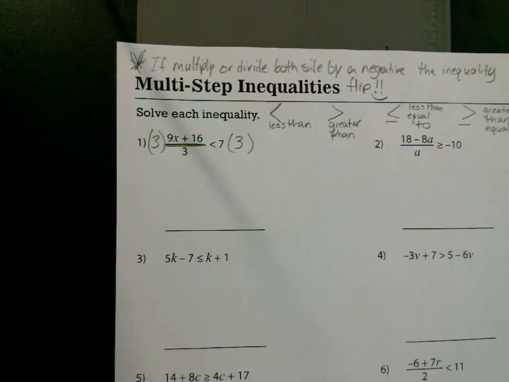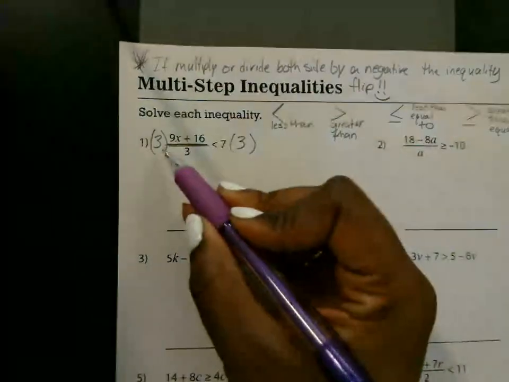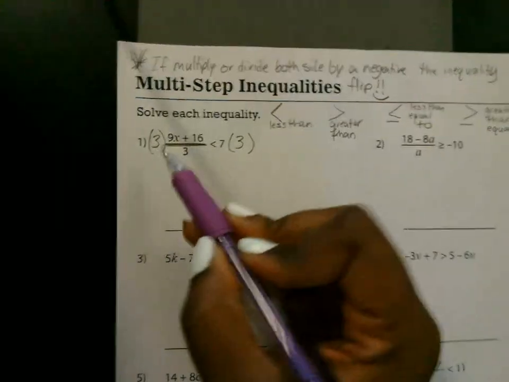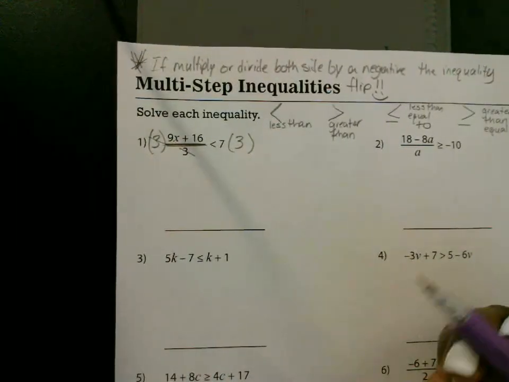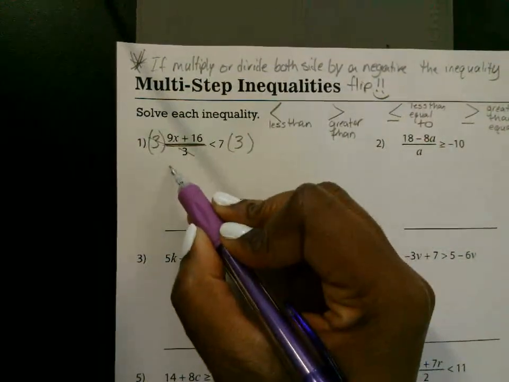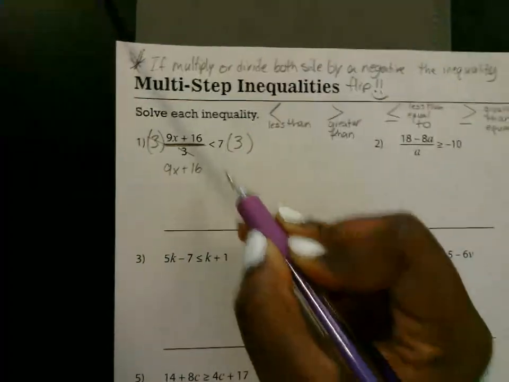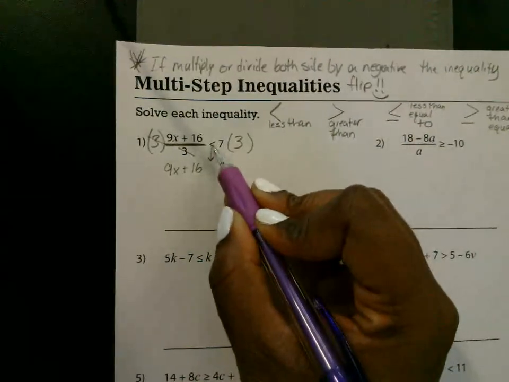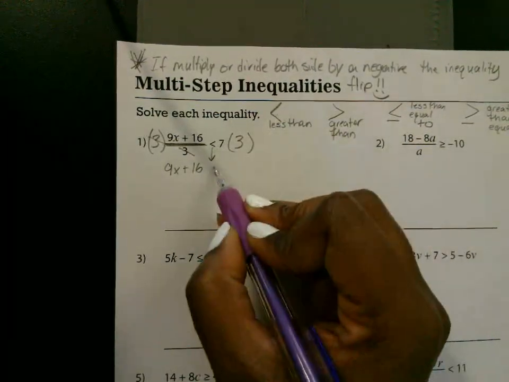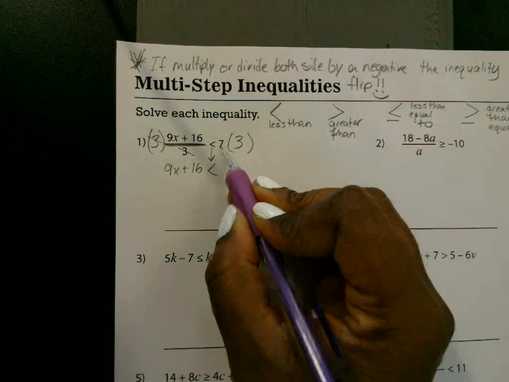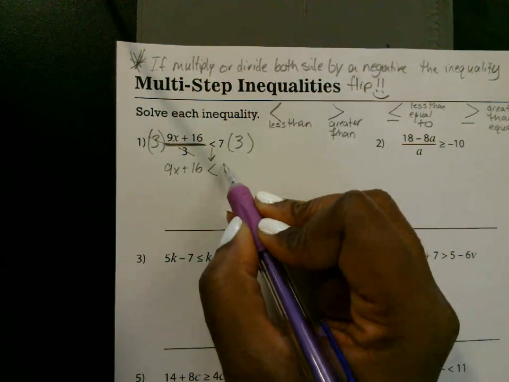We're going to multiply both sides by a positive 3. When I multiply this side by a positive 3, the 3 is going to cancel out on the bottom. And now you're just left on this side with 9x plus 16. Bring down the inequality here, is less than. And what is 7 times 3? 21.